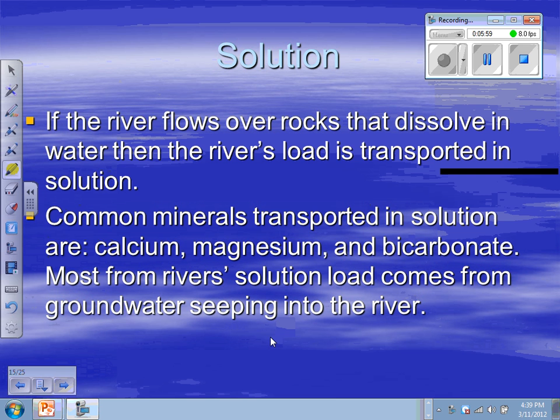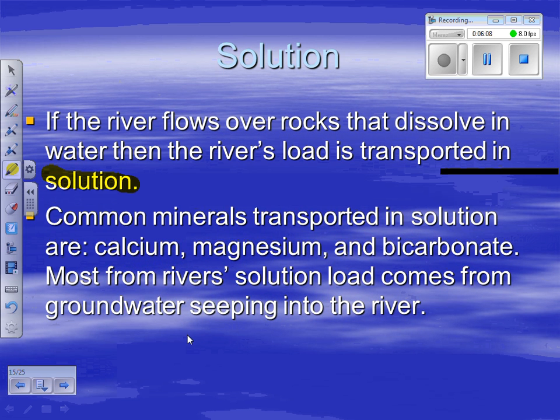If the river flows over rocks that dissolve in water, then the river's load is transported in solution. Common minerals transported in solution are calcium, magnesium, and bicarbonate. Most of the river's solution load comes from groundwater seeping into the river.